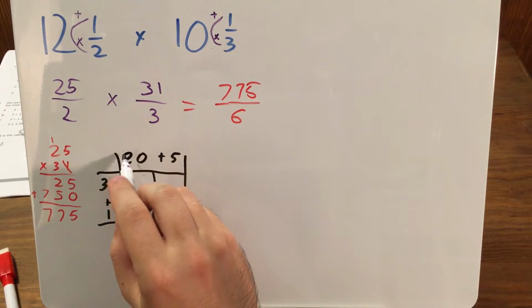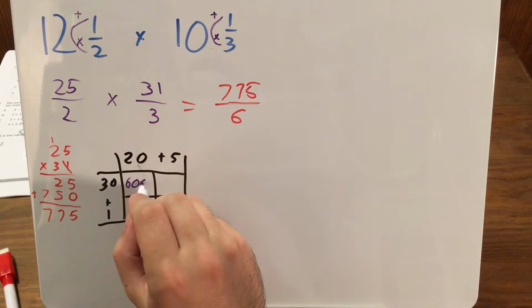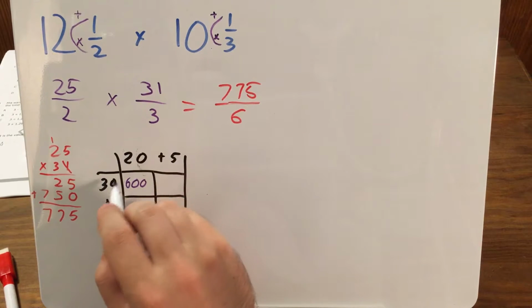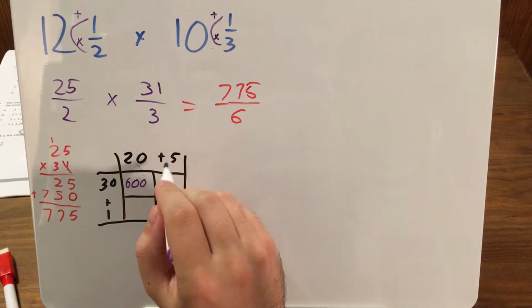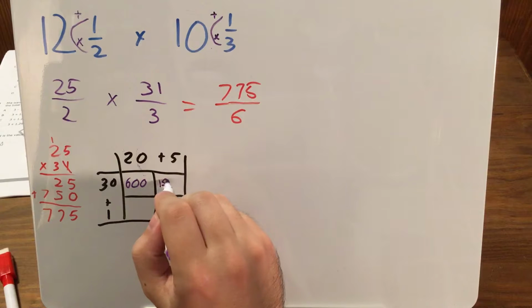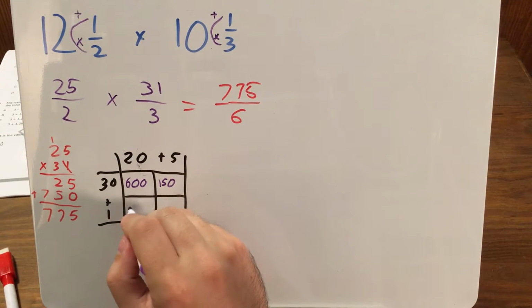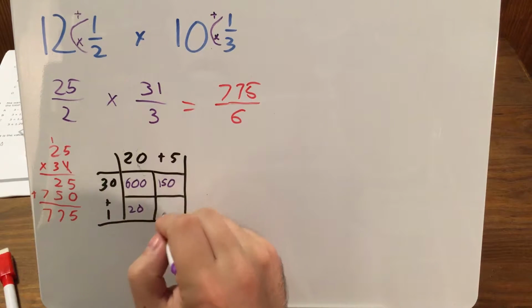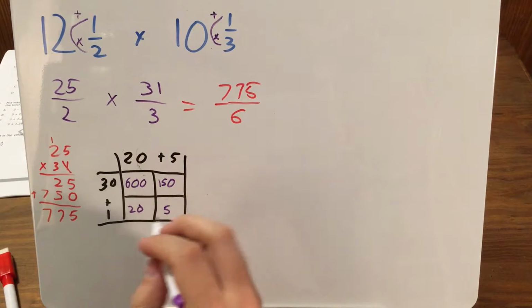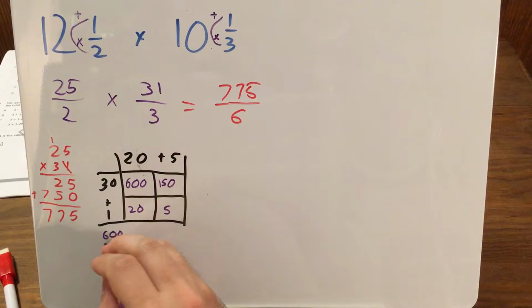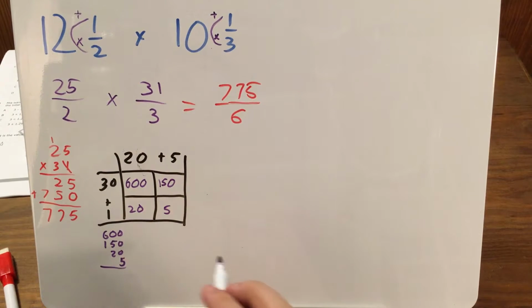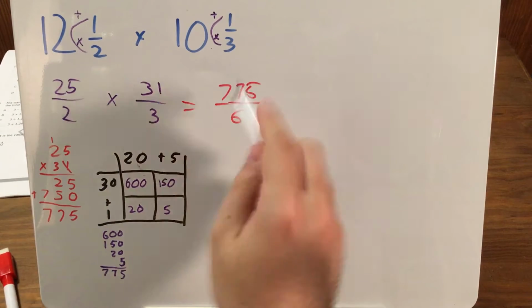20 times 30, same as 2 times 3, which is 6. And then we add 2 zeros. And then 30 times 5 is the same thing as 3 times 5, which is 15. And I add 1 0. 20 times 1 is 20. 1 times 5 is 5. 600 plus 150 plus 20 plus 5. That's 5 ones, 7 tens, and 700. So either way, we got 775.